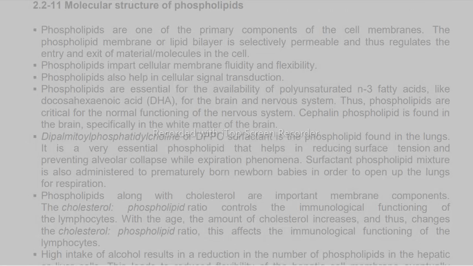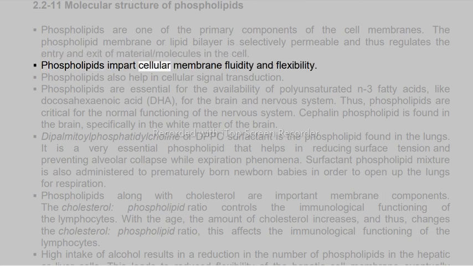2.2.11 Molecular structure of phospholipids. Phospholipids are one of the primary components of the cell membranes. The phospholipid membrane or lipid bilayer is selectively permeable and thus regulates the entry and exit of materials/molecules in the cell.